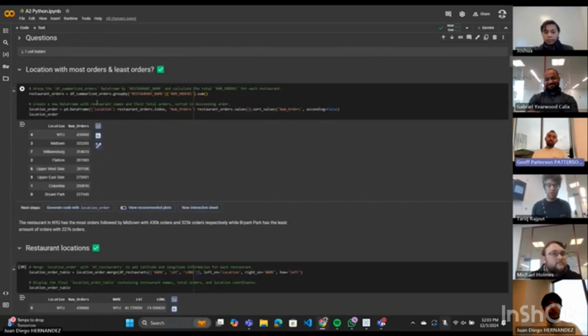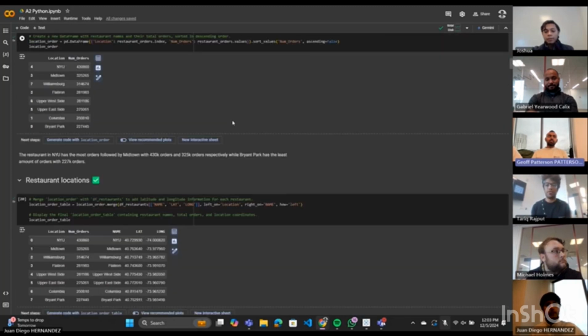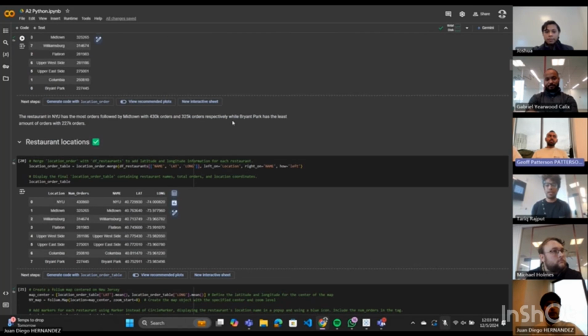So we grouped the orders table by restaurants and calculated the total number of orders by location. The restaurants we assessed show NYU to have the most orders, followed by Midtown with 430,000 and 325,000 orders respectively, while Bryant Park had the least amount of orders with 227,000 orders.